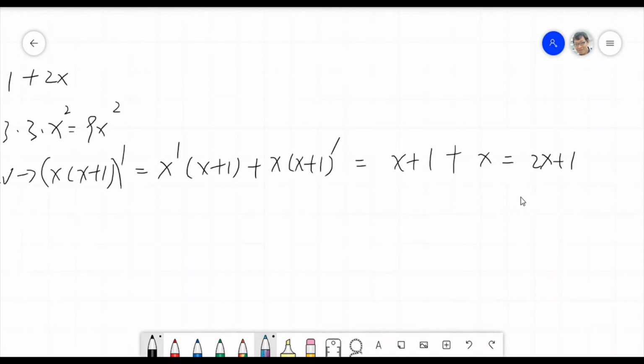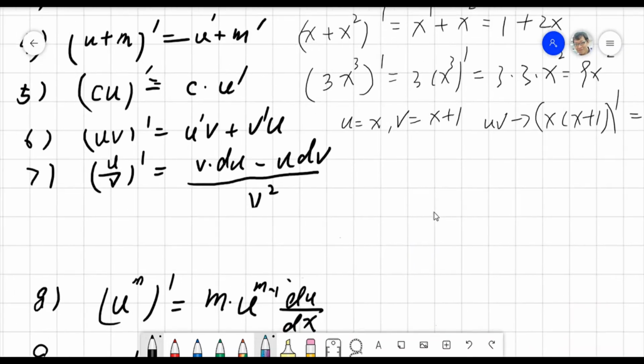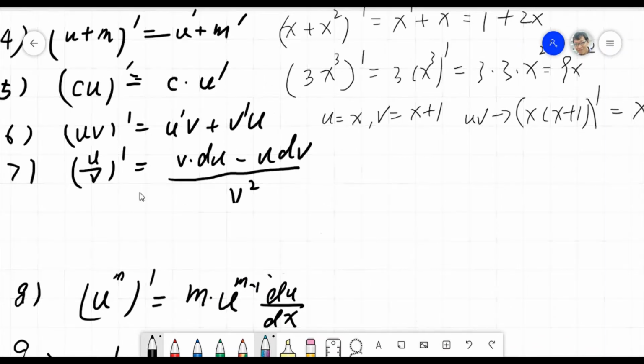So you can solve it this way. How about the division of the function? The denominator part will have a square, still the denominator, but the numerator will change to v times du, where u is the original numerator, right? Minus u dv.